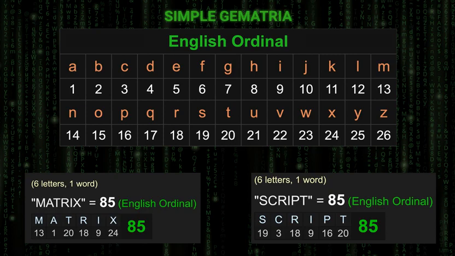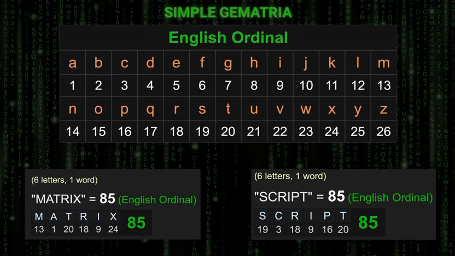which is to say that A, being the first letter of the alphabet, has a value of 1, B, being the second letter of the alphabet, has a value of 2, and C, being the third, has a value of 3, and so on in that order until the last letter, the 26th letter, Z, which has a value of 26. In this cipher, we will calculate, for example, the value of two words, matrix and script.